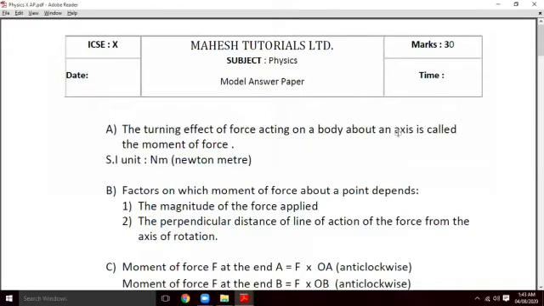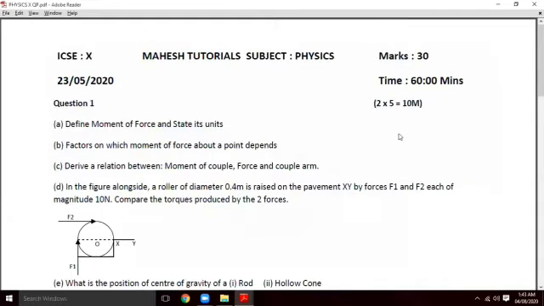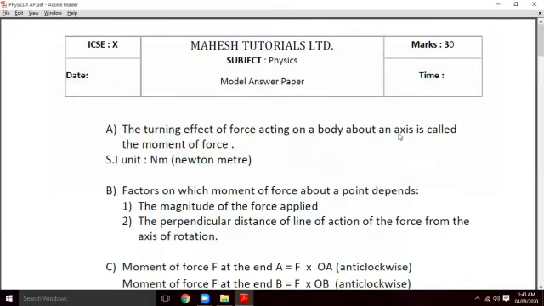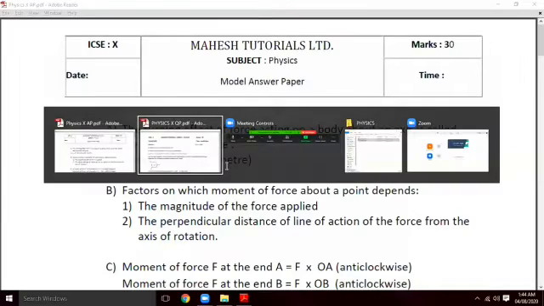Next question. State its units. The answer for this is Newton meter. N has to be capital, M has to be small if you write in short. If you write the entire unit, both N and M from the words Newton meter have to be small. If both your parts or both your answers are correct, please award yourself 2 marks. We now go to the next question.